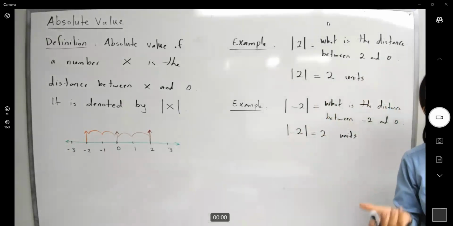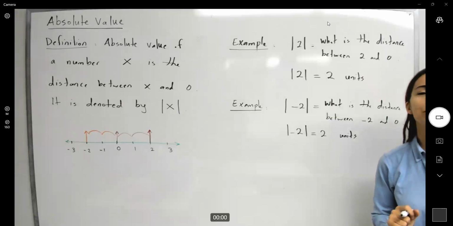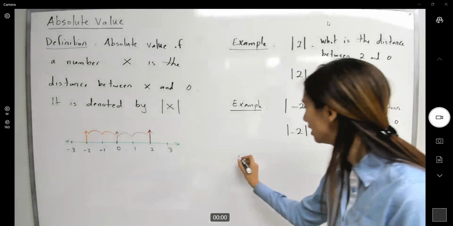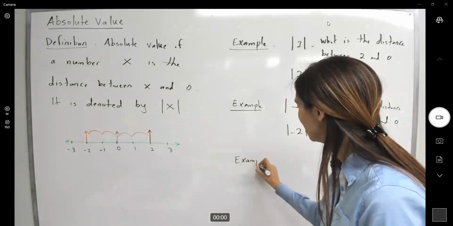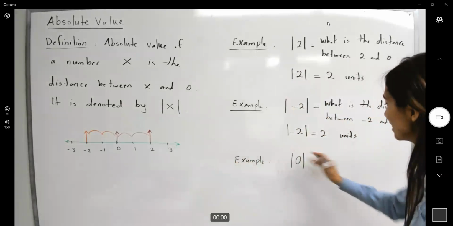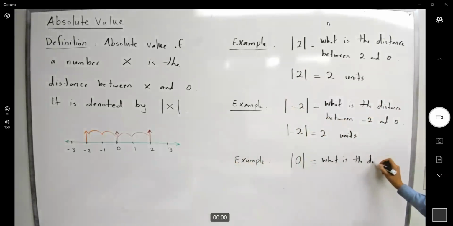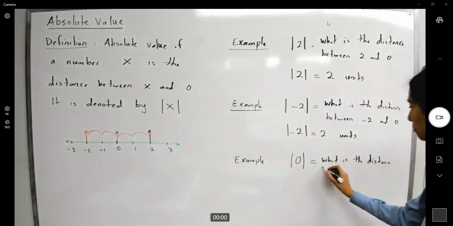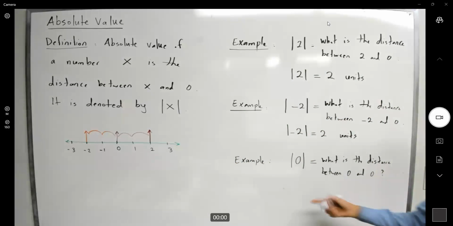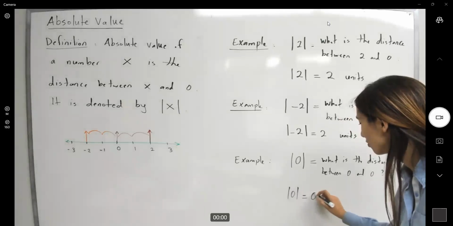Units, measurements cannot be negative. All of them are positive. If you are looking for the distance between 0 and 0, that distance is equal to 0. So another example for you. The absolute value of 0, or the distance, what is the distance between 0 and itself? Of course it is 0. Absolute value of 0 is equal to 0.